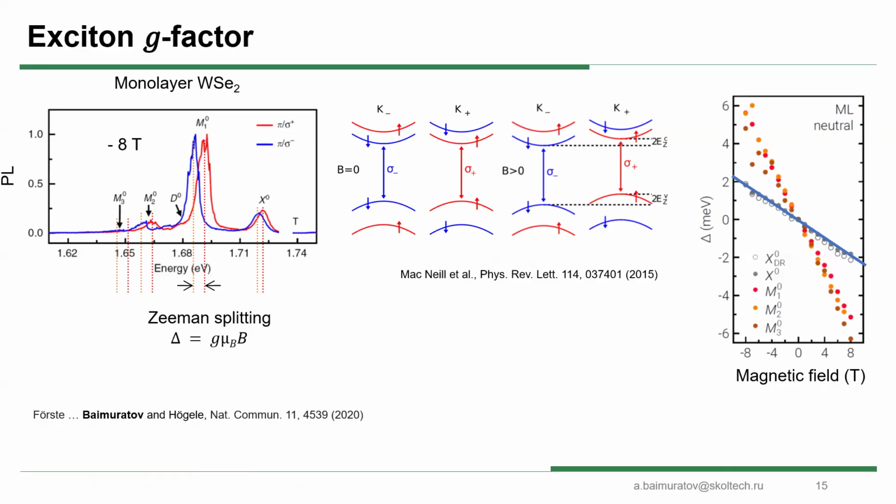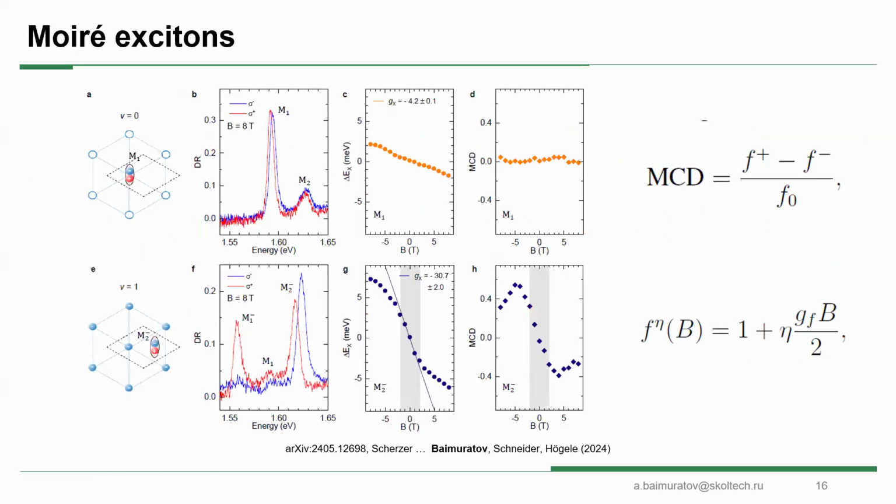Usually experimentally you excite with linear polarization and apply a magnetic field. You split these two excitons, and it is easy to measure one polarization and the second polarization separately, and just measure this difference. Okay, it was just a brief explanation.